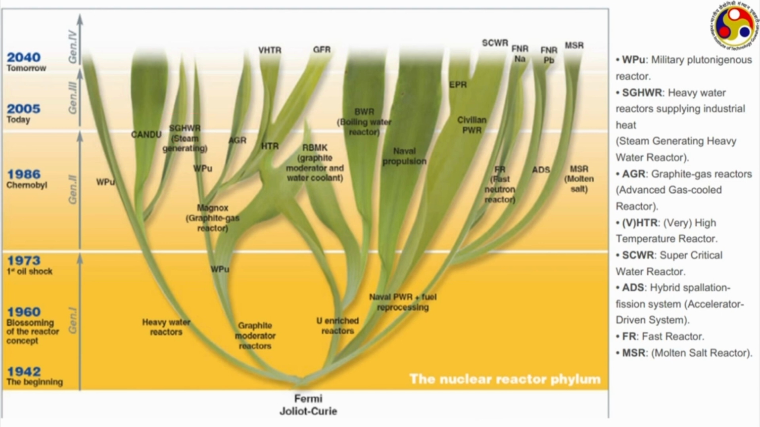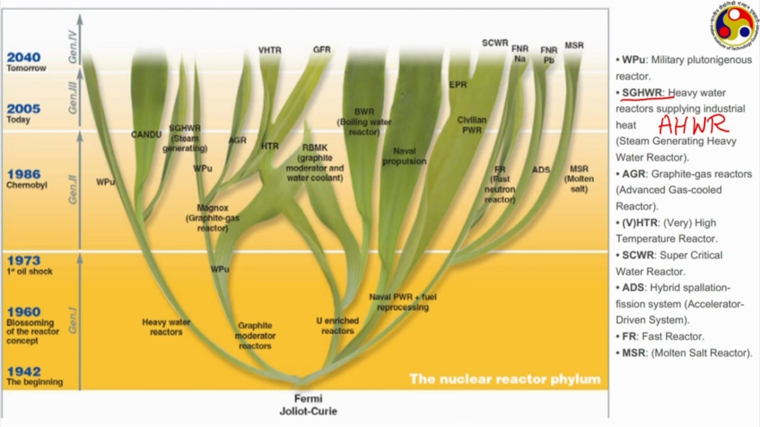One particular technology that comes under this SGHWR is called AHWR, that is the newer generation of Indian nuclear reactors, which are expected to be operational by 2025 or 2030. It is called the advanced heavy water reactor. It is heavy water moderated, but light water or ordinary water cooled reactor, and that is something coming under this SGHWR category.